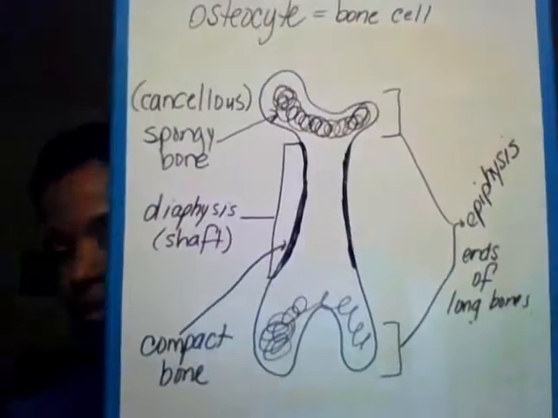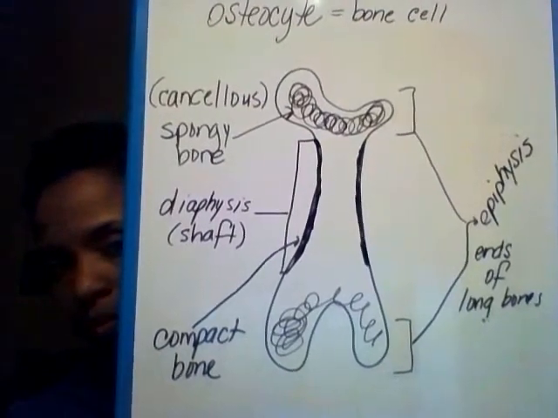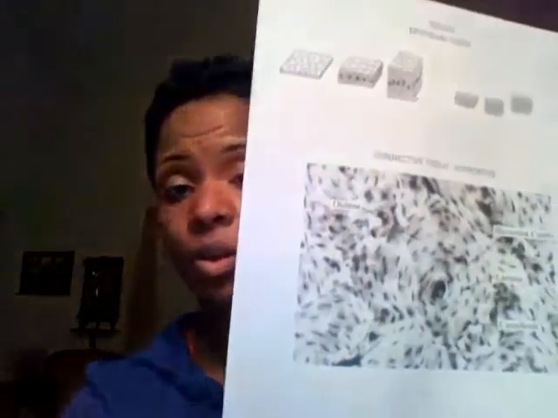We call it spongy bone because it looks like a sponge. It's kind of porous, thus the name spongy bone. But in the shaft of the bone, we have something that's a little bit more dense. And we call that compact bone. And so it's within the compact bone that we will find our osteocytes and our osteon.